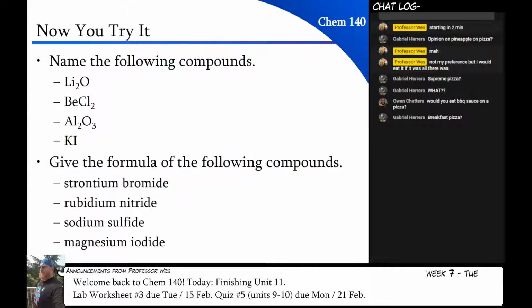Anyway, while we're talking about pizza here, which I'll continue in the chat, I want you to name these ionic compounds at the top, and then at the bottom, I've given you the names. I want you to turn those into formulas for me.